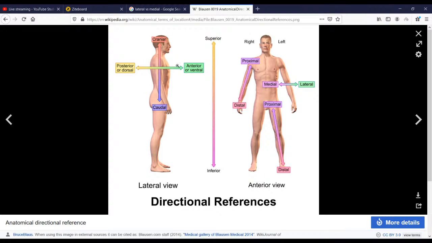If you don't know what medial is, I don't know. Distal means far away. Proximal convoluted tubule means it is closer to the renal corpuscle. Distal means it is further away than the renal corpuscle, so it is known as distal.